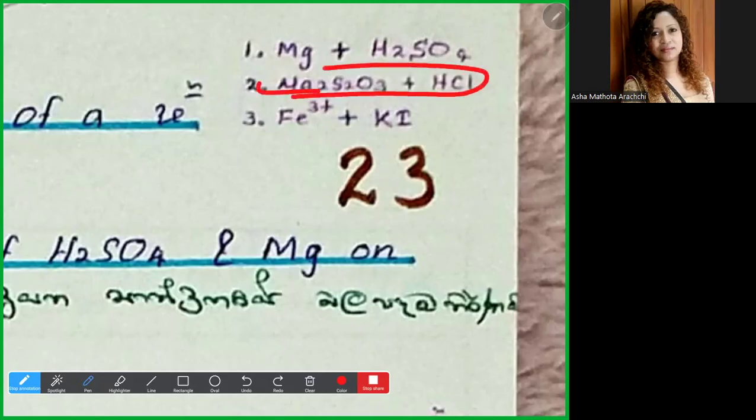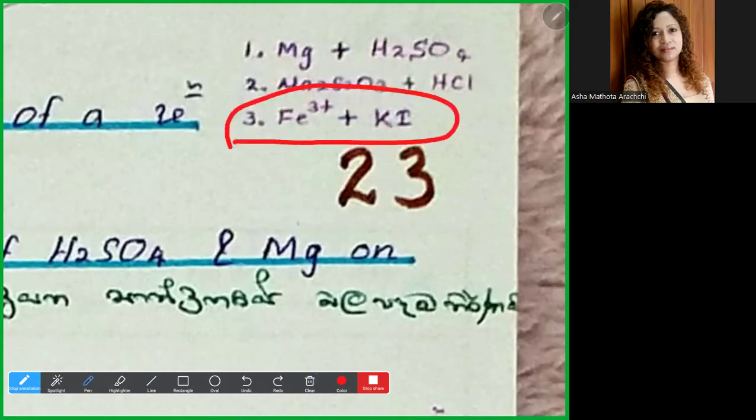What is the product of sodium thiosulfate and HCl? Any thiosulfate with the addition of any acid. What are the products? Reducing SO2, making sulfur. Then, iodometric titration we did. So we are using that knowledge here again.